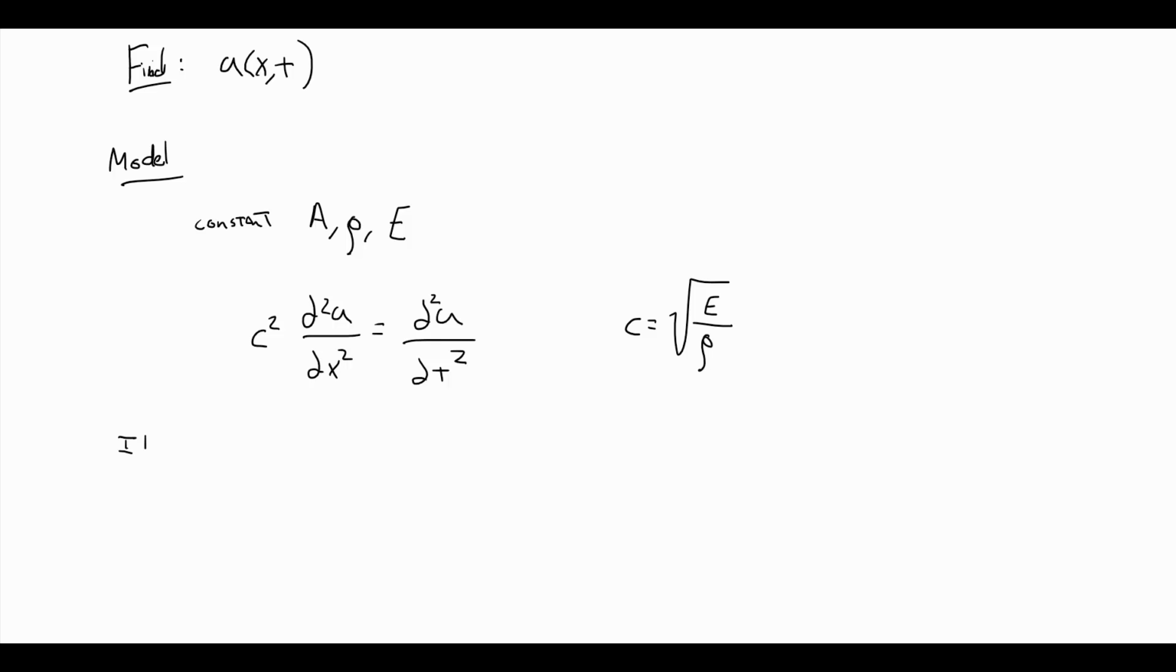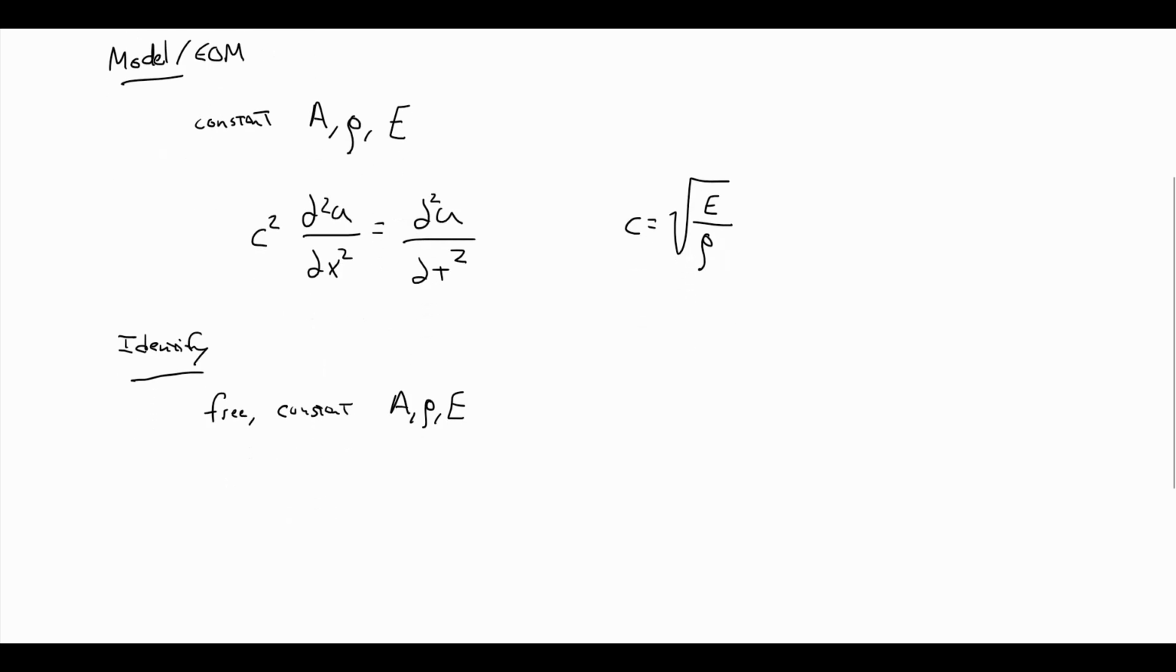So in our identify step, and this is really the model and the equation of motion in one for this system, looking at the partial differential equation that we came up with, it's going to be free vibrations. And we have the constants A, rho, and E, which were necessary to get that partial differential equation, but they'll be important for coming up with our solution for u of x and t. We know that u is going to be separable. That's the strategy we're going to use to solve this.